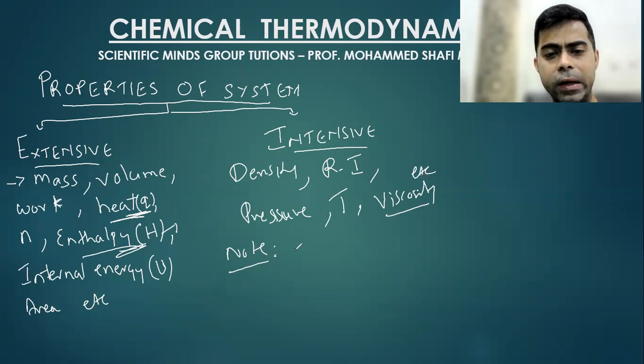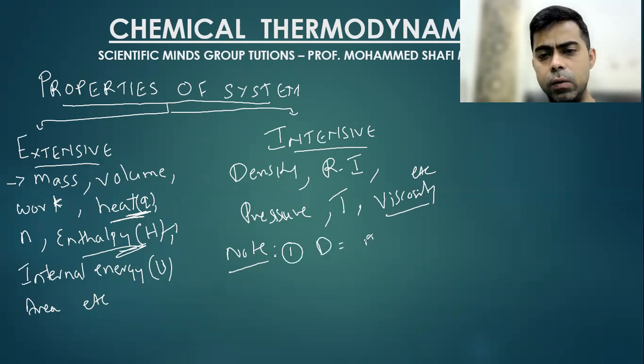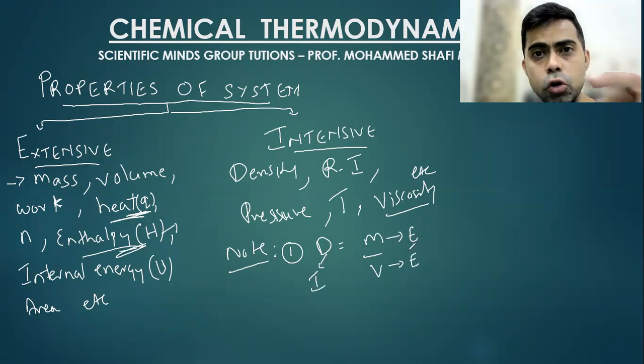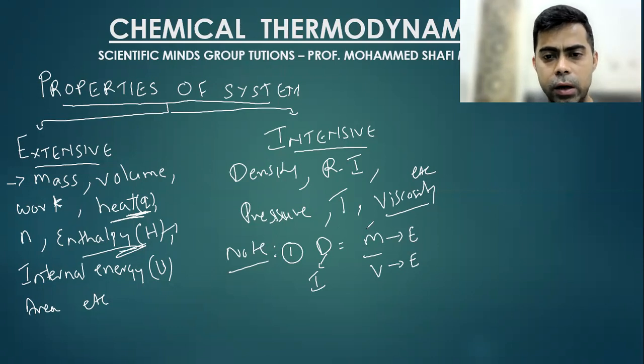Now you have to make note of a few points. The first most important point is that if you talk about density, density is nothing but mass upon volume. Mass is an extensive property, volume is also an extensive property, but density is an intensive property. So remember, the ratio of two extensive properties is an intensive property. Remember this ratio. The ratio of two extensive properties becomes what? Intensive property.